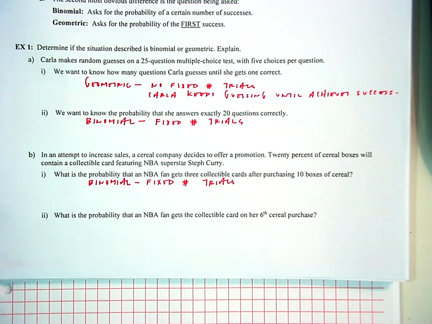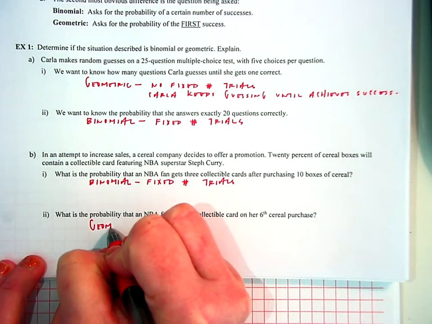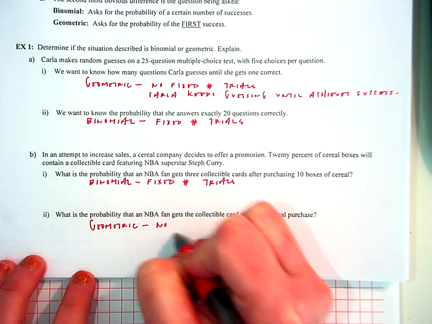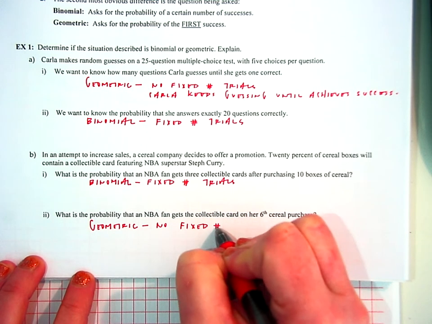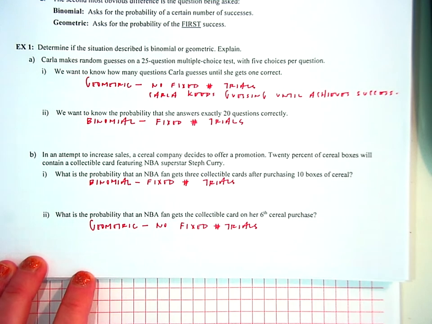Okay, for 2, what is the probability that an NBA fan gets the collectible card on her 6th cereal purchase? Well, this is geometric. Here we have no fixed number of trials. Right? We know that our NBA fan really has a series of failures until that success is achieved on the 6th purchase.